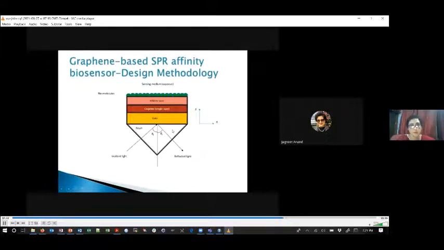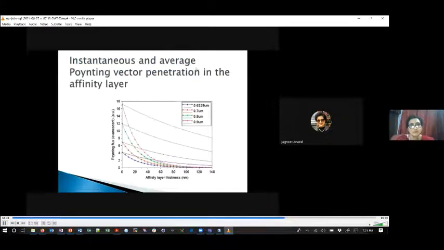Now it is seen that if the affinity layer is chosen as silica, then depending upon the wavelength of incident light, it is seen. Here I have plotted the Poynting vector, instantaneous as well as the average Poynting vector. The solid lines without stars correspond to the average Poynting flux, and the solid lines with stars is the instantaneous Poynting flux. And it is seen that the instantaneous Poynting flux drops very quickly.